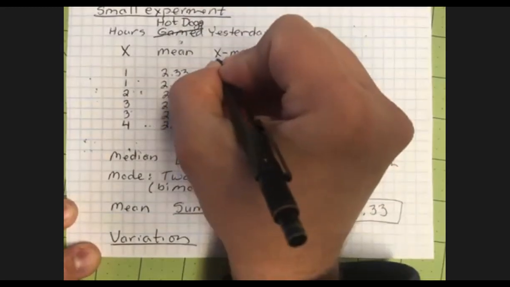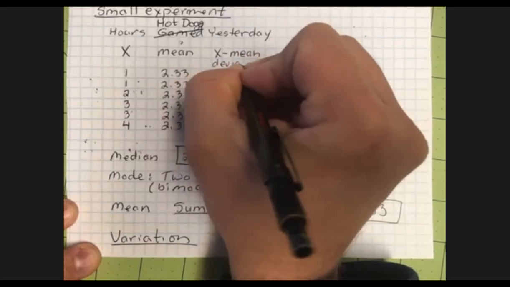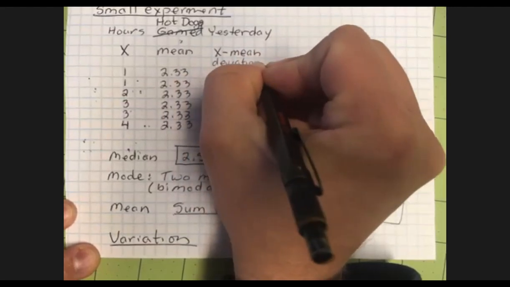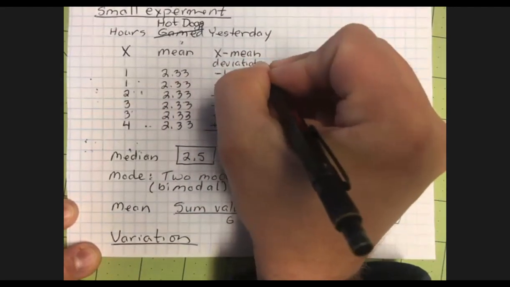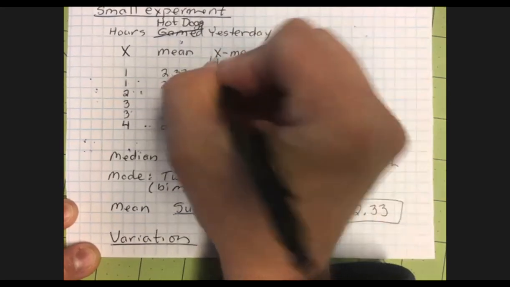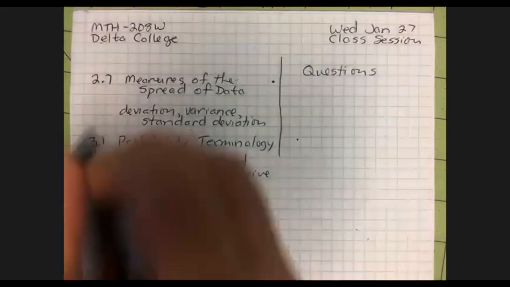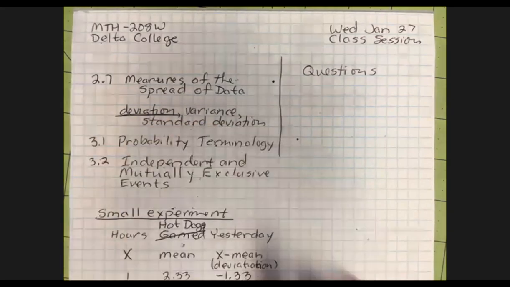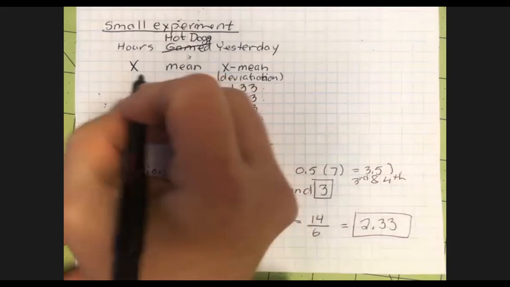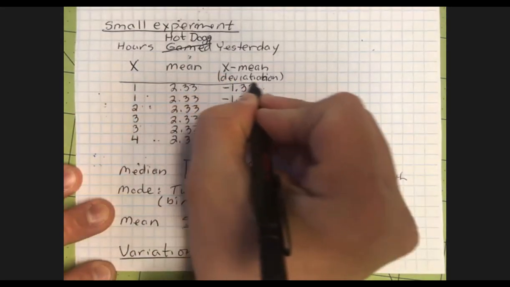Now, by the way, this has a name. This is called deviation. Deviation. So what I'm doing is hitting this keyword right here. I want to measure deviation. I want to measure how far apart people are from the average.